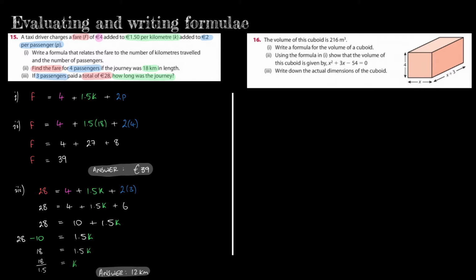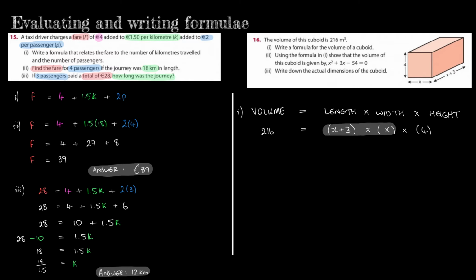So what I'm going to do this time is I'm going to look at that, and I'm going to first of all write out what the formula for a cuboid is. So the formula for a cuboid is the length by the width by the height. In this case, the length is x plus 3. The width is x, and the height is 4. So I'm going to put them in.